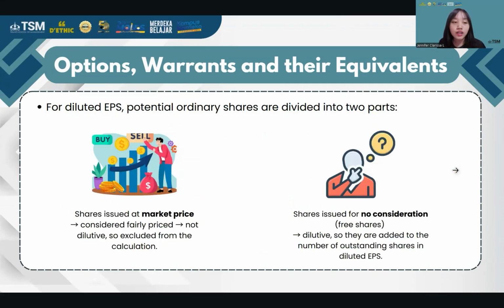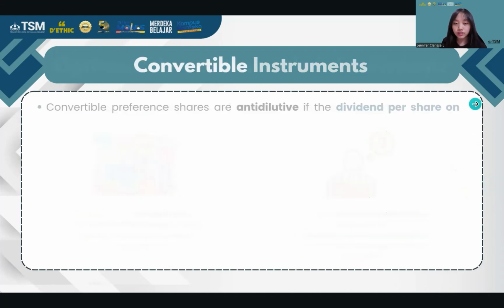Okay, so for diluted EPS, potential ordinary shares are divided into two parts. The first one is shares issued at market price, so it's considered fairly priced and not dilutive, so we exclude it from the calculation. The second one is shares issued for no consideration, or free shares. We consider that as dilutive, so they are added to the number of outstanding shares in the diluted EPS.